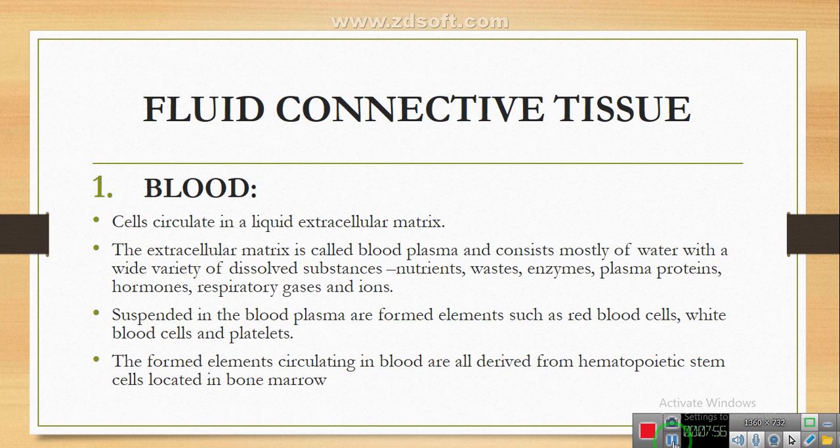These formed elements are known as the cells of the blood, which include the red blood cells, white blood cells, and platelets. The formed elements circulate in the blood, and they are derived from the hematopoietic stem cells located in the bone marrow. There are hematopoietic stem cells present in the bone marrow, from which the formed elements or the blood cells are formed, such as the RBCs, WBCs, and platelets.